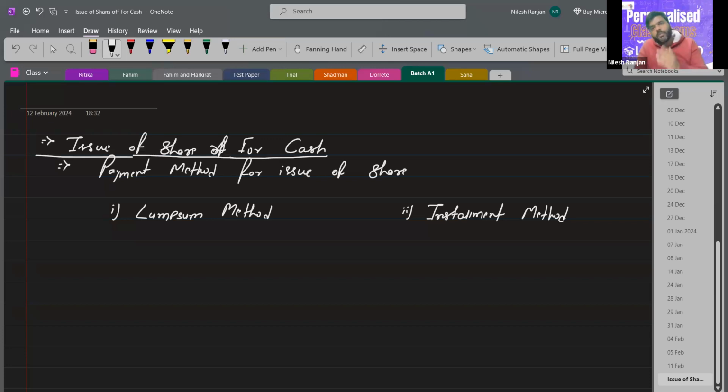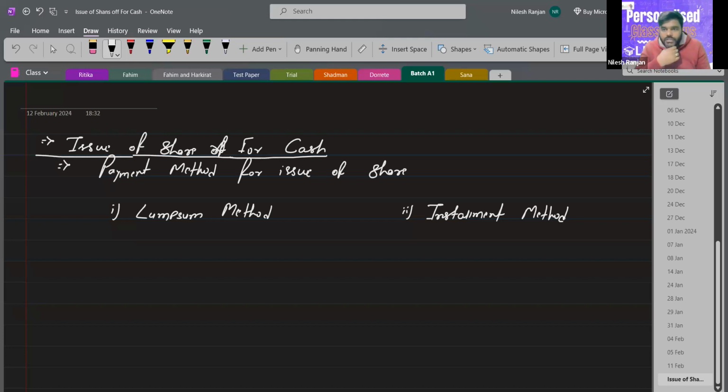Now, what is the call scenario? Okay, leave the call scenario. Can you tell me the classification of share capital? Yes, sir. Tell me. So, authorized capital, issued capital, subscribed capital.